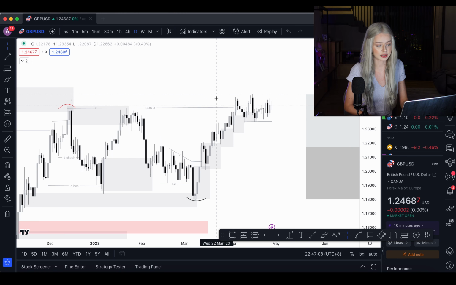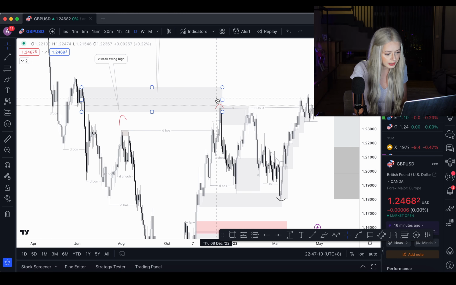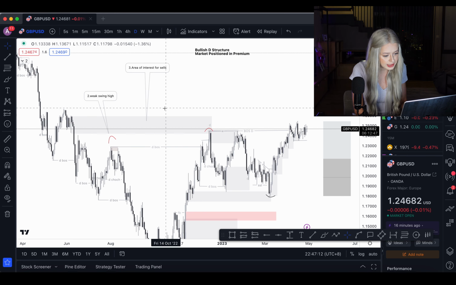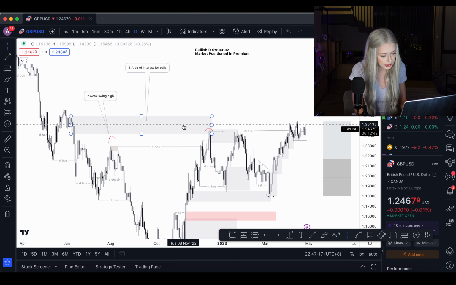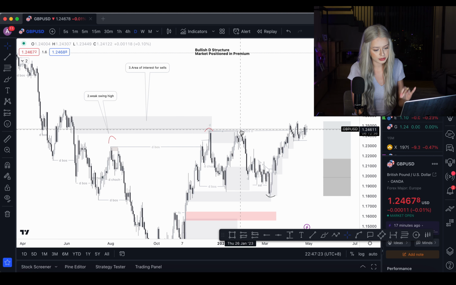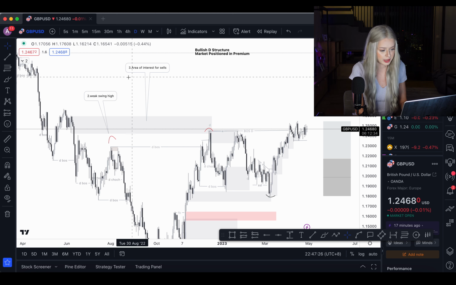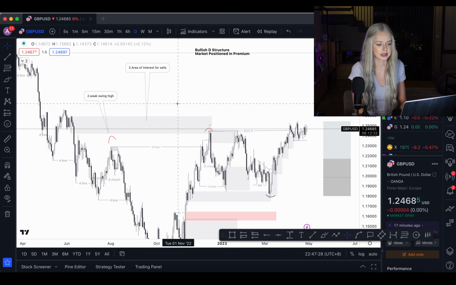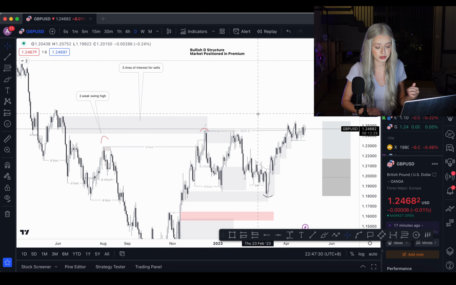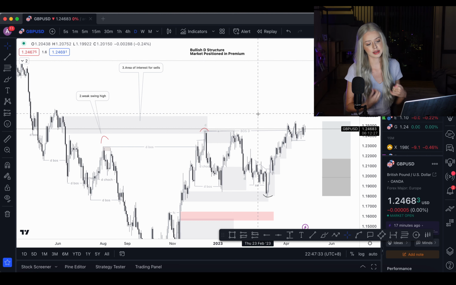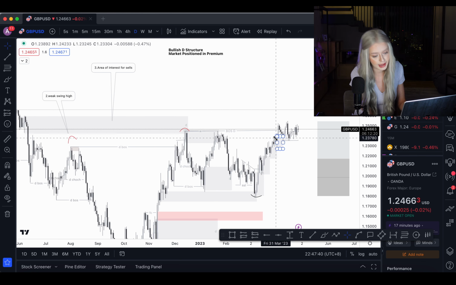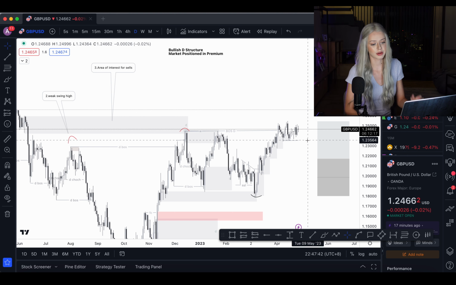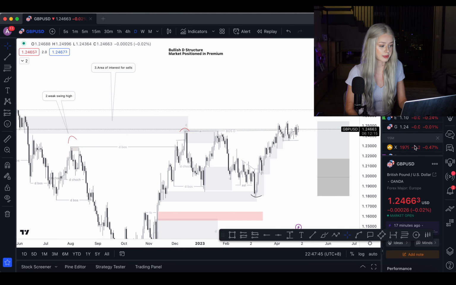It's not confirmed yet, but if I zoom out, I noted this area for a long time. I noted this area somewhere around here, I told you about this in January, February, I don't remember exactly, but I noted this as an area of interest for sales, and this is what I'm looking for right now. As you can see, it took the price a long time to approach it, but finally it did. However, I don't see any change of character to the downside yet, so I can't confirm it 100%, but I will still look for sales.